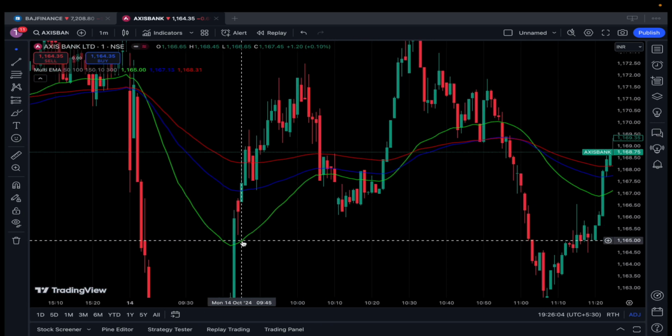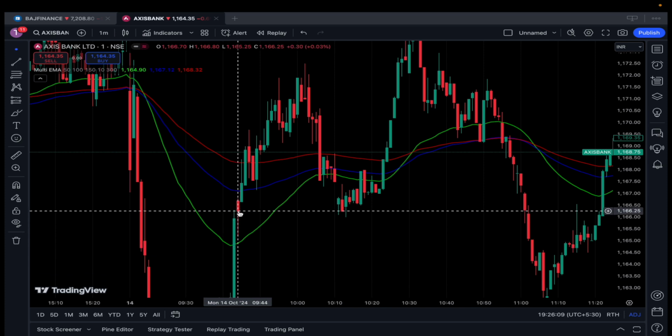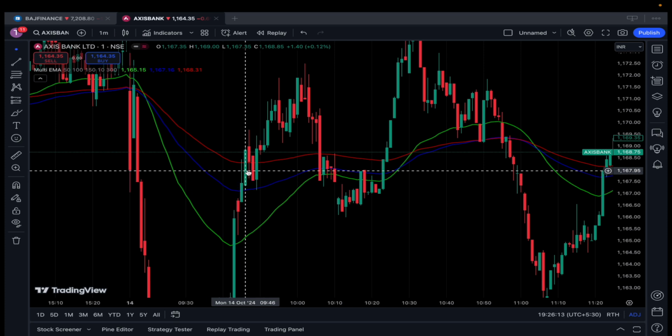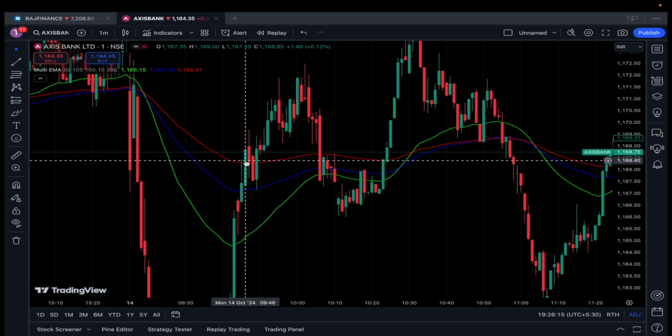So now here you can see one candle is crossing one EMA line, the second candle is there, the third candle is crossing the second EMA line, and the fourth candle is crossing the last EMA line, and hence in this case our condition is getting satisfied and you can take the long position at this point in the stock.